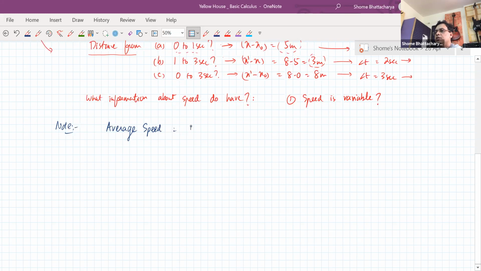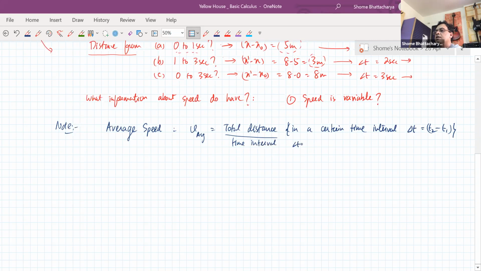So average speed is defined as what? It is defined as total distance, but in a certain time interval. And that time interval has to be very precise. It has to be defined as delta t equal to some particular moment of time t2 minus some initial moment of time t1. So that total distance during that time interval divided by the time interval, which is basically delta t, which is t2 minus t1.